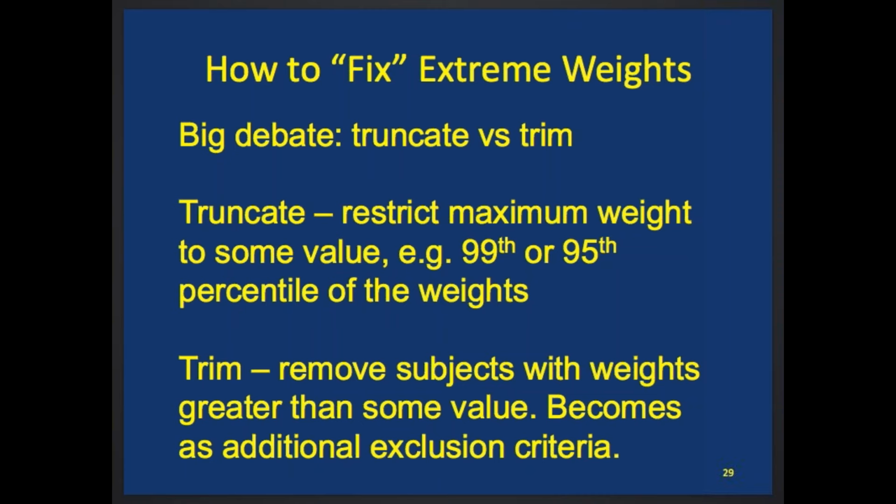So the big debate that's been going on in how to deal with this is to truncate or to trim. Truncating is restricting the maximum weight to some value, say the 99th or the 95th percentile of the weights. There's no uniformly accepted practice in terms of this, and so whether you use the 99th or the 95th or something different is really up to you. A good reviewer will pick up on it and ask for sensitivity analyses for you to try different percentiles.